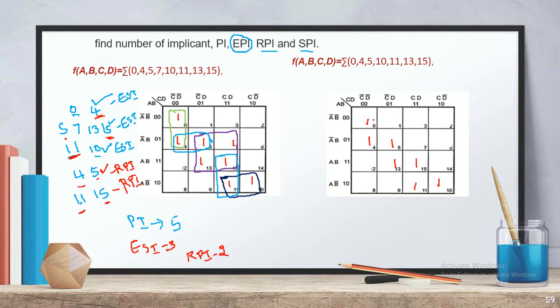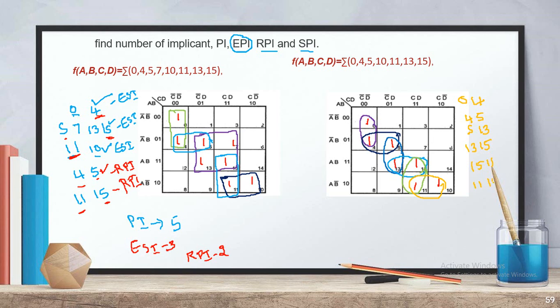We can do the group of 0 and 4, the group of 4 and 5, the group of 5 and 13, the group of 13 and 15, the group of 15 and 11, and the group of 10 and 11. So in total, how many groups are possible? 0 and 4 is one group, 4 and 5 another group, then 5 and 13 another group, 13 and 15 one group, 15 and 11 one group, and 11 and 10 another group.